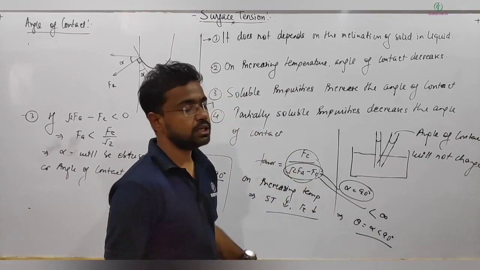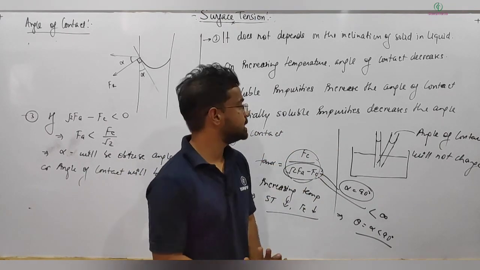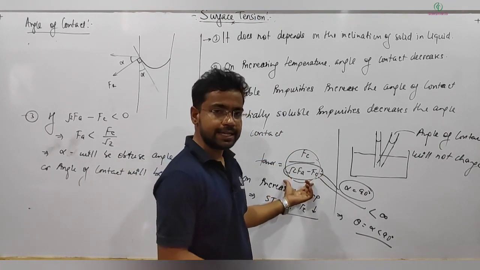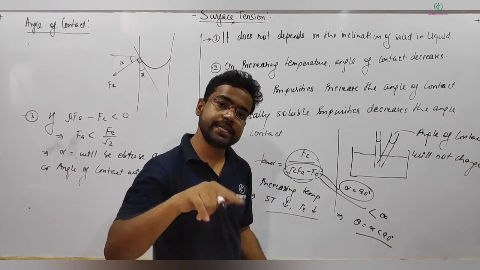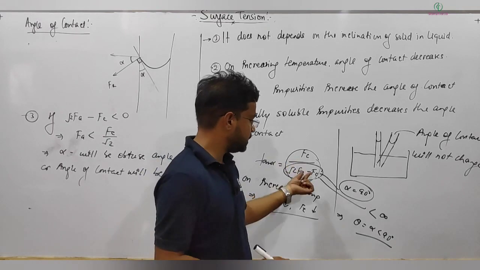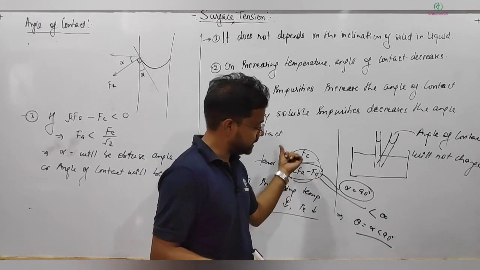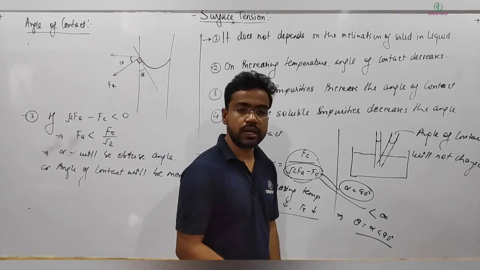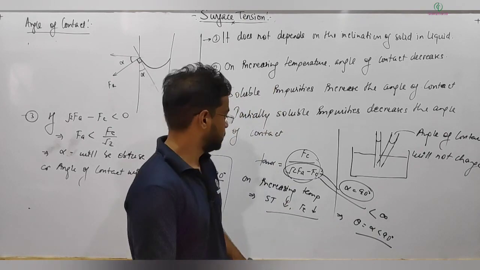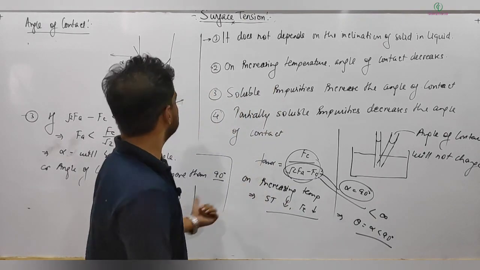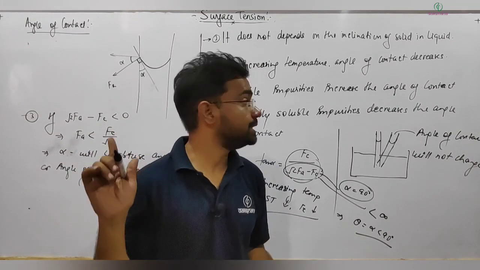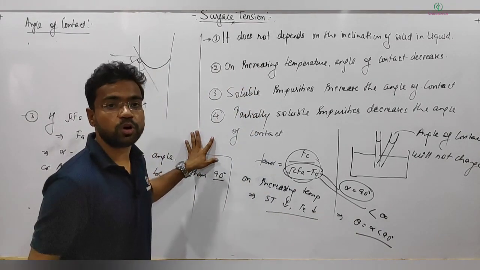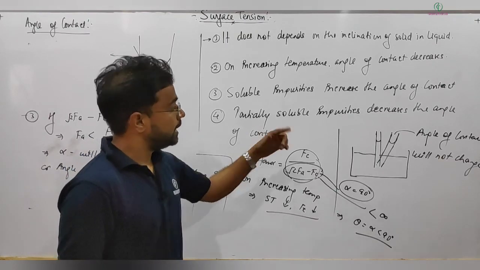Similarly, partially soluble impurities decrease the angle of contact. That is also because partially soluble impurities decrease surface tension, and that ultimately results in a decrease in this quantity, and that results in a decrease in angle alpha to less than 90 degree. So I hope you are able to connect. So this is about angle of contact, and we discussed the shape of meniscus also.